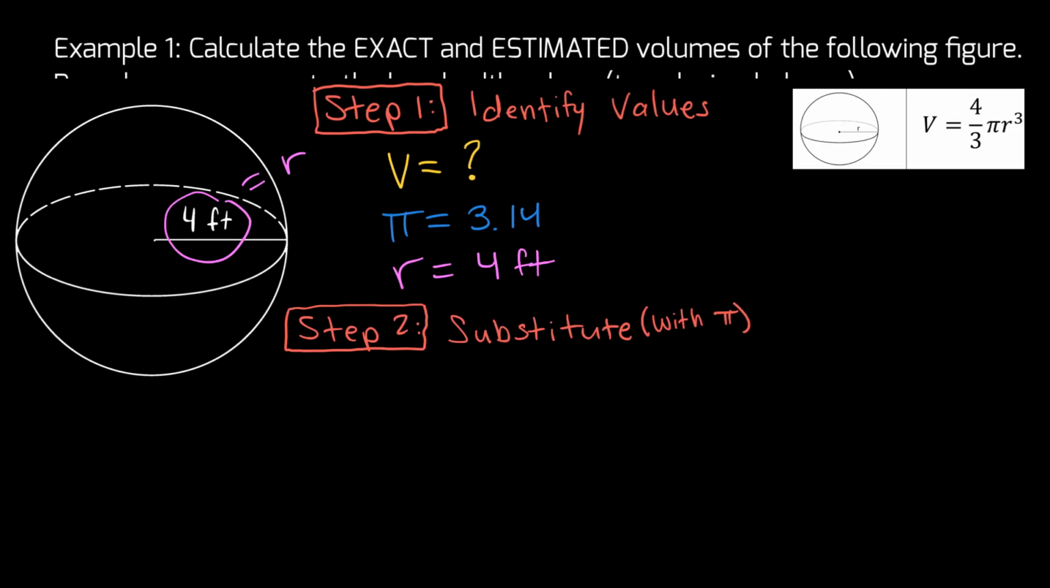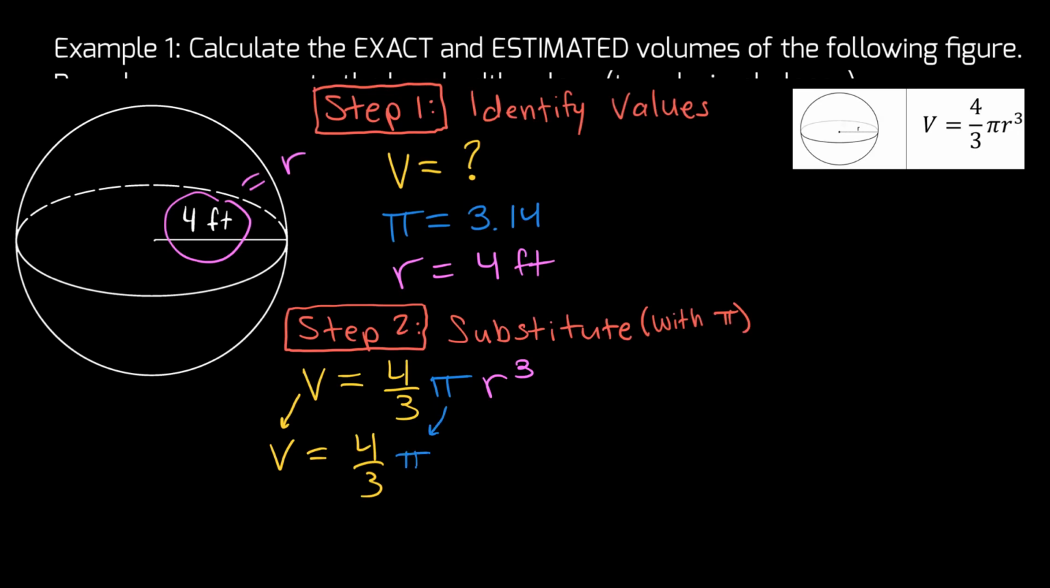After we have identified our values, step 2 is to substitute those values into the formula for a sphere. Since I have the formula written down here, I'm going to go through these one by one and substitute these values in. With V, I don't have anything for V. It's just a question mark, so it'll just stay V. 4/3 will stay 4/3. Then I get to pi. I want to keep pi as pi because I want to find the exact value.